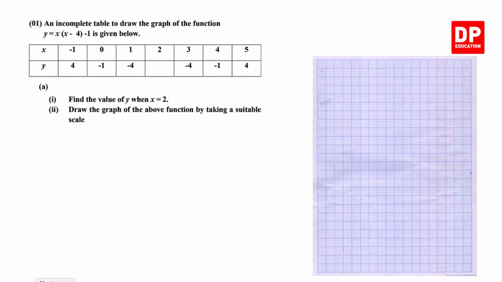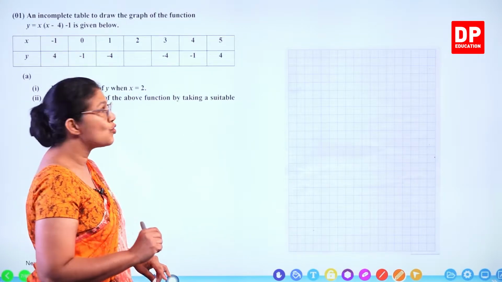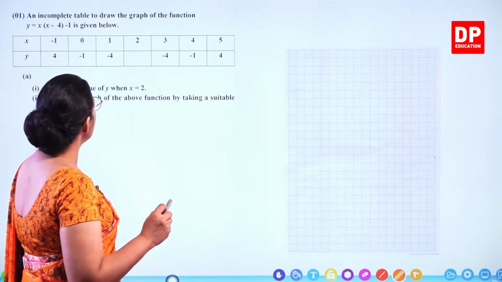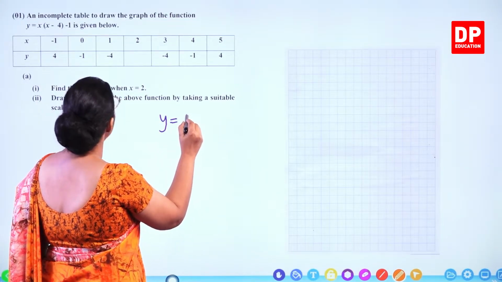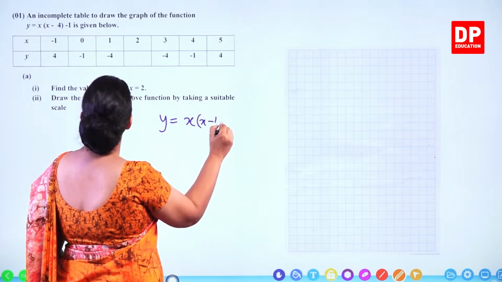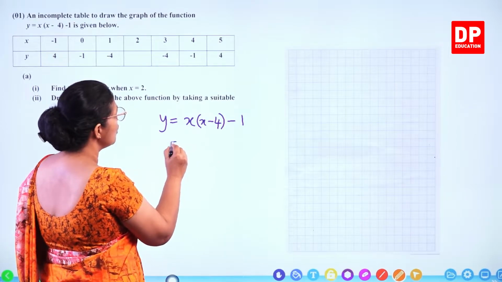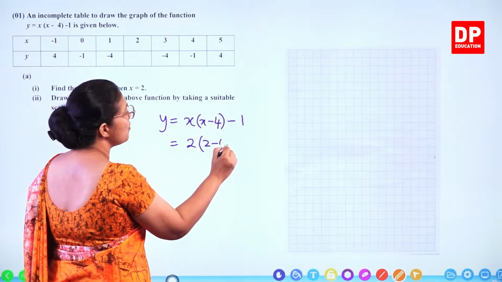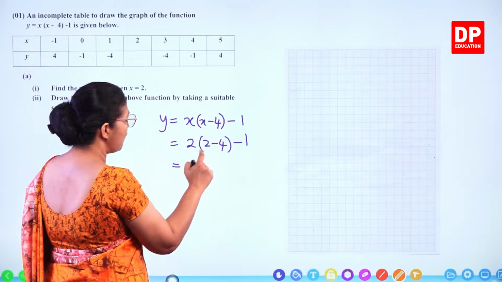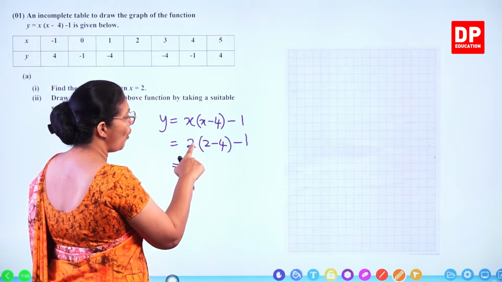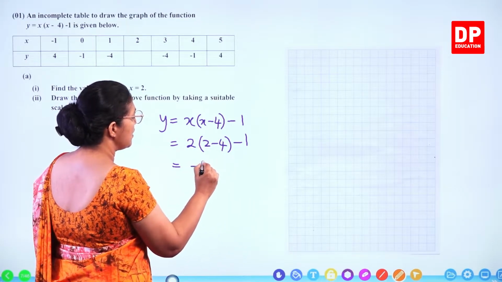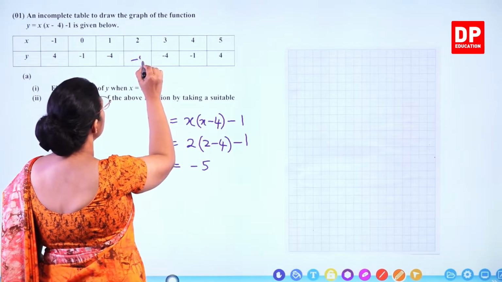An incomplete table to draw the graph of the function y equals x(x minus 4) minus 1 is given below. Find the value of y when x equals 2. So let's do that. Substitute x equals 2 in the equation. The equation is y equals x(x minus 4) minus 1. Substitute 2 for x: 2(2 minus 4) minus 1. Now simplify brackets first. 2 minus 4 is minus 2. Minus 2 into 2 is minus 4, and minus 4 and minus 1, you get minus 5. So this value is minus 5.